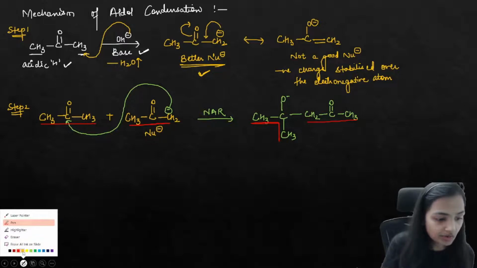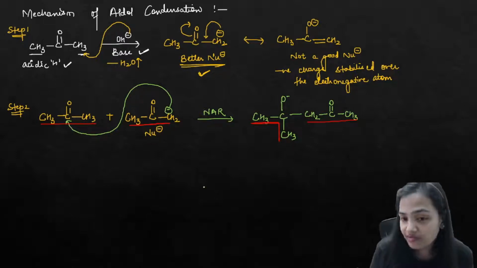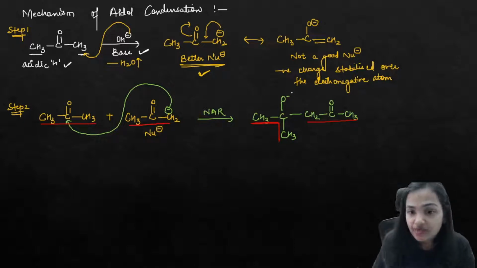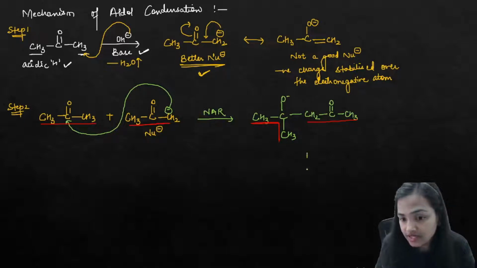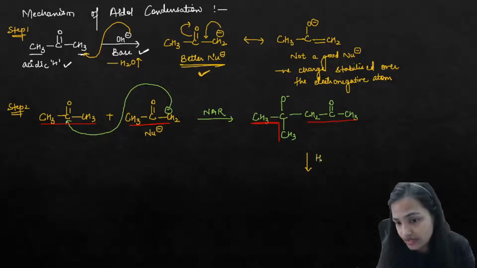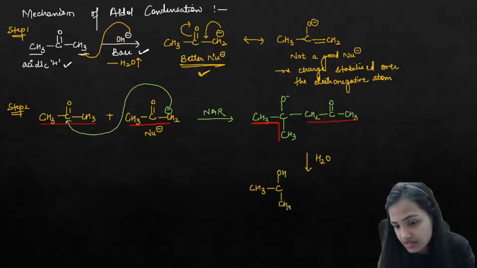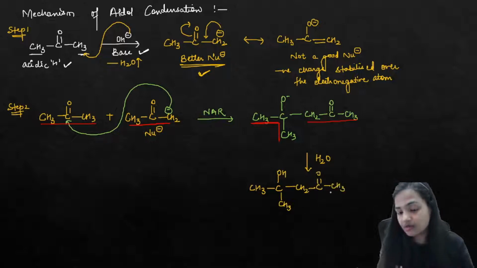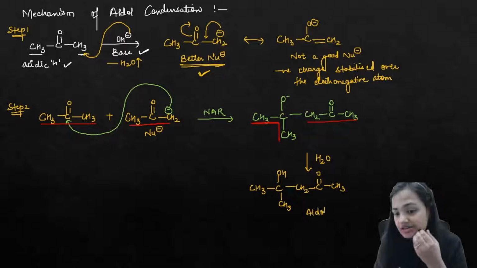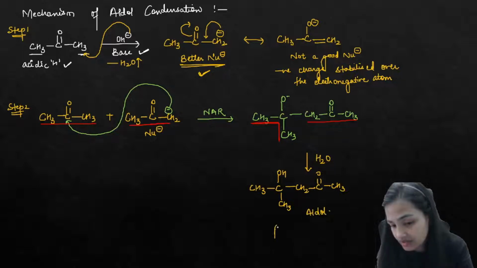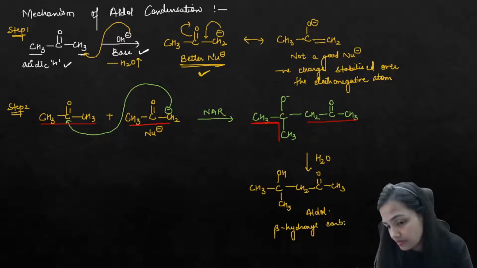Now what happens next? In the next step, what do we have to do? Here we are having O negative, and we already know that in the reaction there is a presence of water. So in the presence of this water, this O negative will pull the H positive from the water. Ultimately we will be getting CH3COH. This will be CH3, this is CH2, C double bond O, and CH3. So what is this? This is your aldol. This is your beta hydroxyl carbonyl compound.